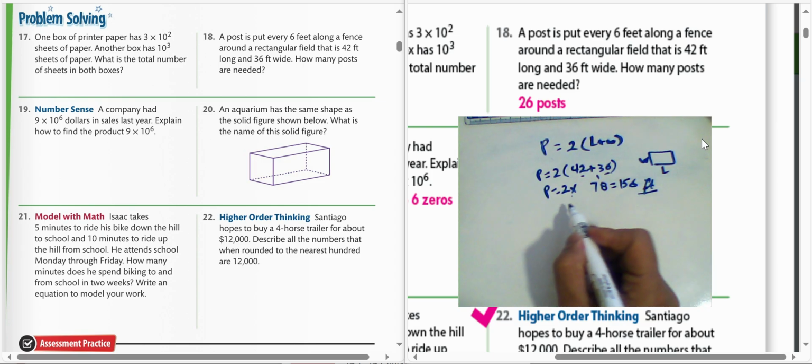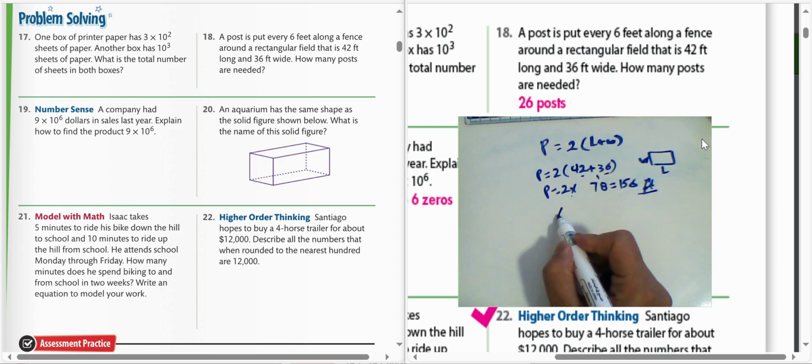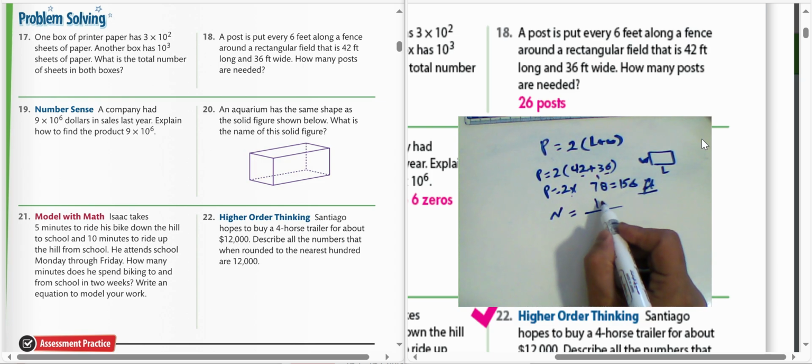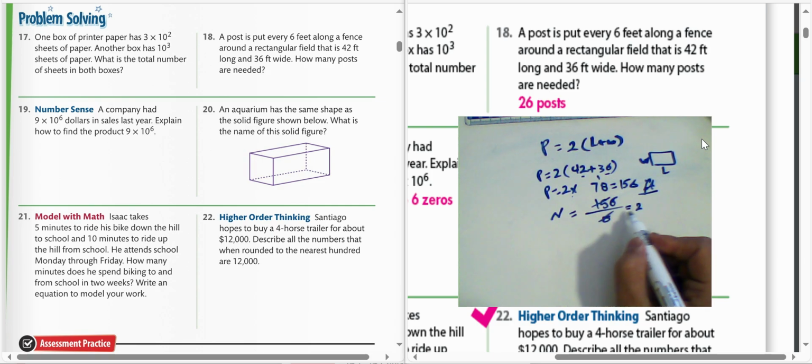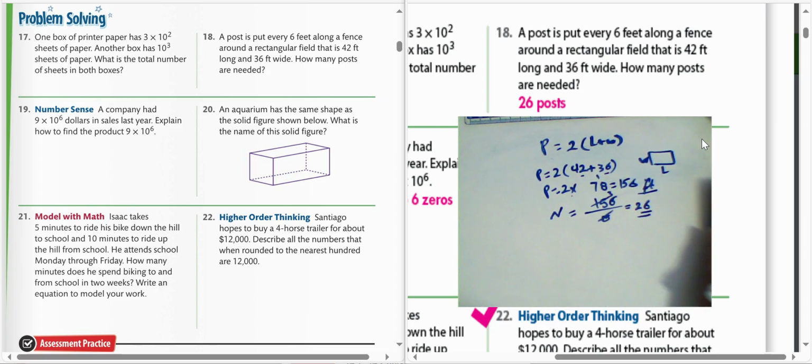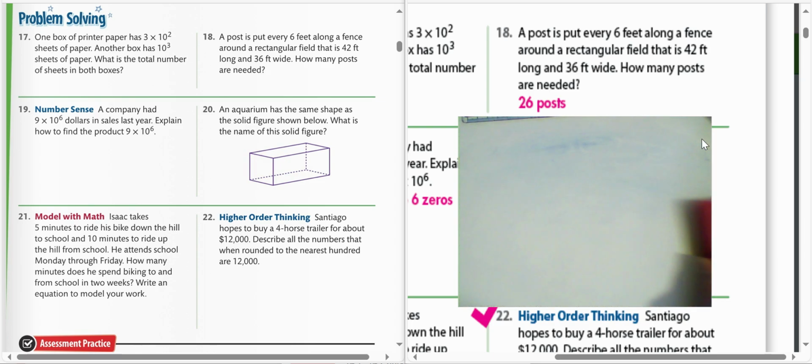156 feet. And then for the number of posts, we can divide the perimeter 156 by the number of feet along, 6. 15 divided by 6 equals 2. 2 times 6 equals 12, and remainder 3. 36 divided by 6 equals 6. Then the number here will be 26. The number of posts will be 26.